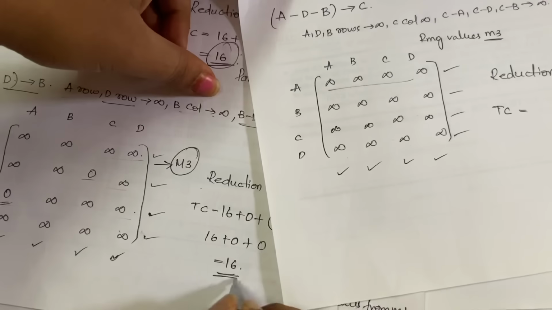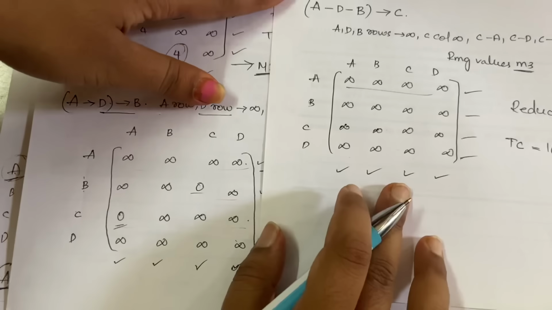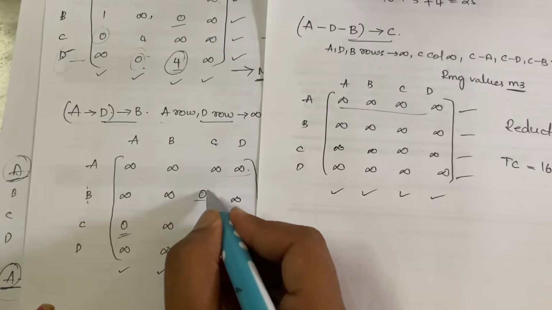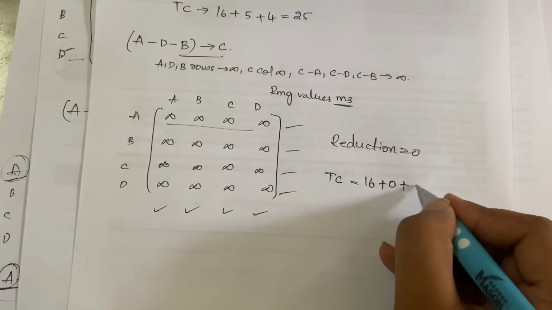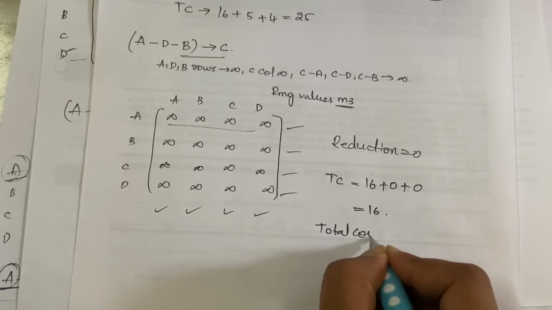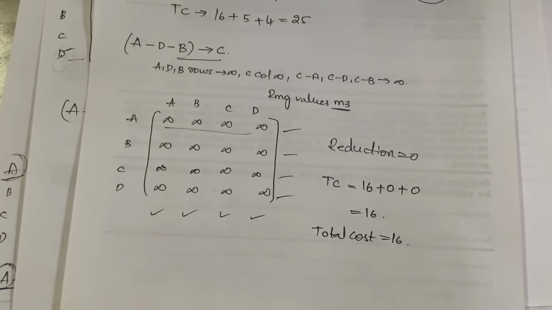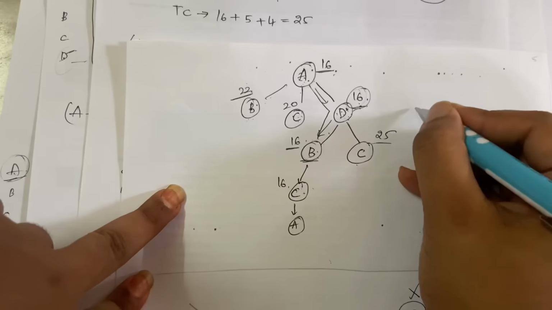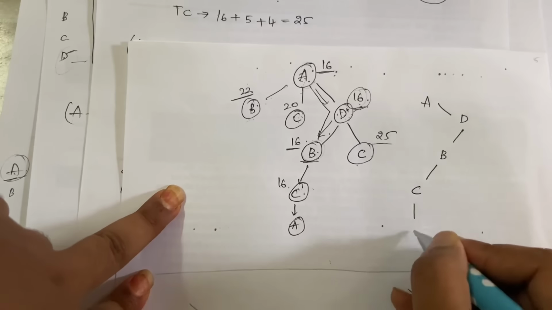So now what is the total cost? Parent matrix cost, which is 16, plus reduction is 0, and from the parent matrix, what is the cost from B to C? It's 0, right? So plus 0, which is equal to 16. So the total cost now is how much? 16. Got it? So what is the path then? So let's take this. It is 16. So what is the path? A to D, and from D to B, and B to C, and C to A.